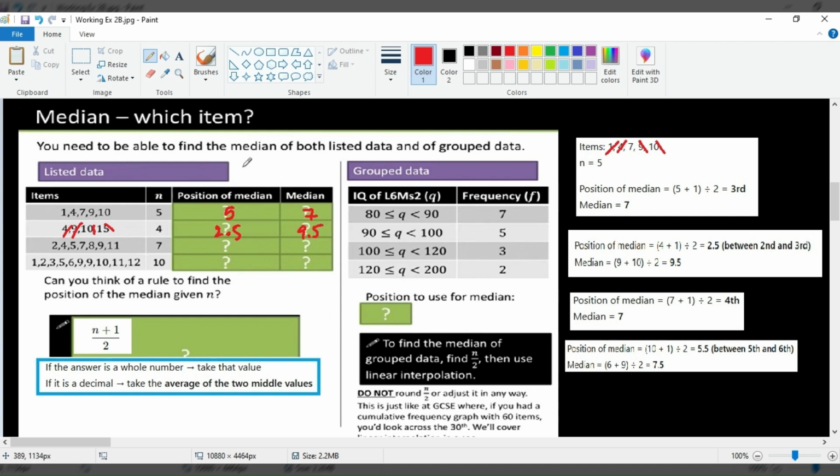And as I told you, it's going to be n plus 1 divided by 2 when you have ungrouped data. So that means this is 4. 4 plus 1 is a 5. 5 divided by 2 is a 2.5. And the value is going to be 9.5.